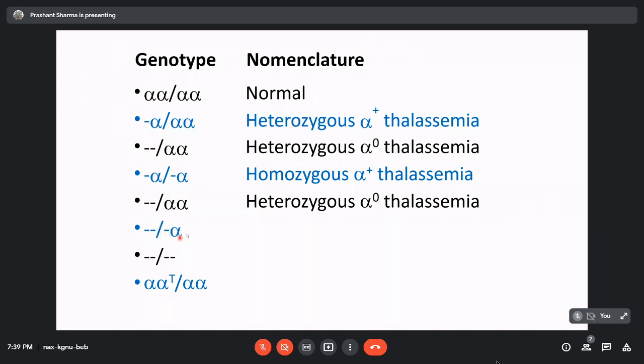When three of the four genes are lost, this individual is going to be symptomatic, and this one gets a special name because of certain inclusions that they show, which is HbH disease.